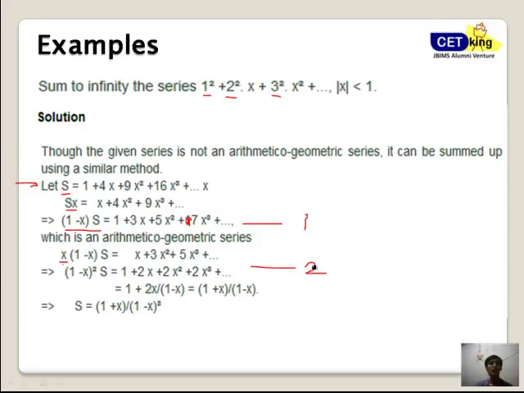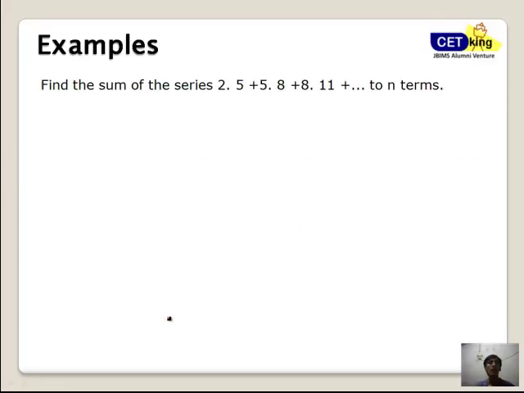Alright, so we get the final answer as s is equal to (1 plus x upon 1 minus x) the whole cube. Alright, okay, let's solve one more problem.